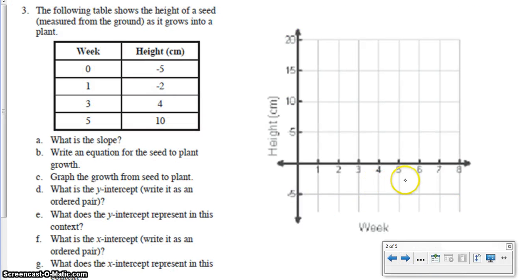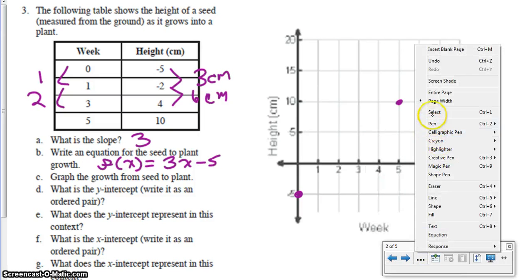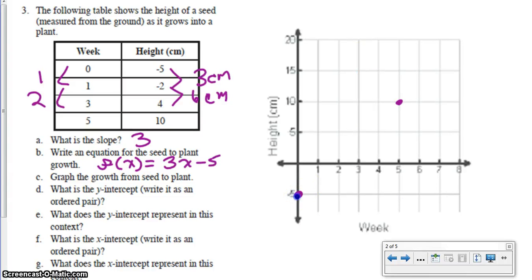All right, so what about this one? Okay, shows the height of a seed measured in the ground as it grows as a plant. All right. This is an increase of 3 centimeters compared to 1. This is an increase of 6 centimeters compared to 2 weeks. So we notice that that is a constant rate of change. So the slope is 3. So writing an equation, the function at x is equal to growth of 3x and starting at negative 5. So we graph the growth of the seed, okay? So we notice here, and then we notice at week 5, we're at 10. And so Mrs. Rose goes ahead and does this with her line. And there we go. And we graph the growth.